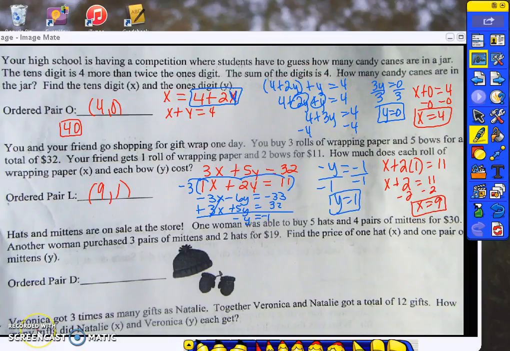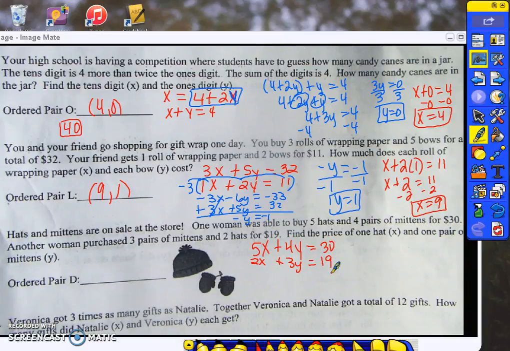x is 9. So I'm going to go to the right 9, up 1, put a point, and label it L. Hats and mittens are on sale at a store. One woman was able to buy 5 hats. Hats is represented by x. So 5 times the cost of the hat plus 4 times the cost of the mitten equals $30. The other lady purchased 3 pairs of mittens, but I wrote hats first, so I'm going to do 2x plus 3y equals 19.